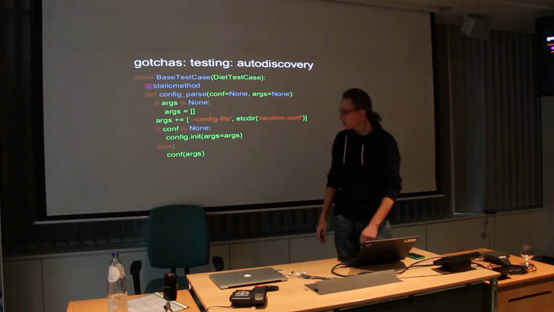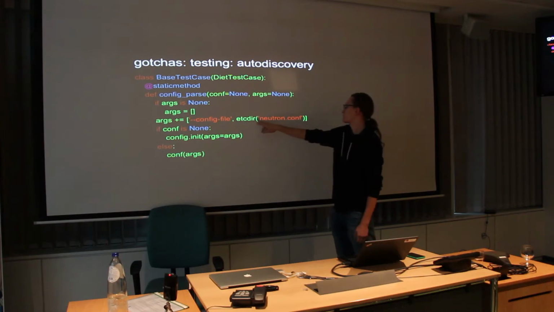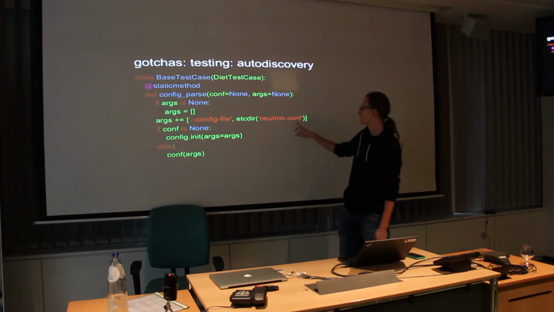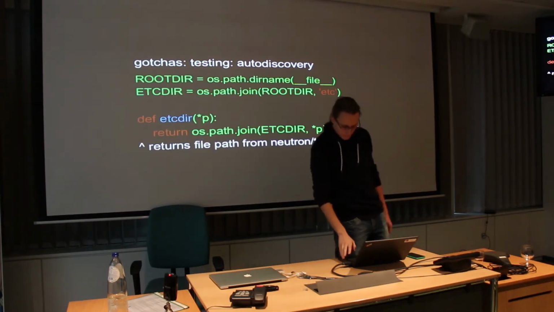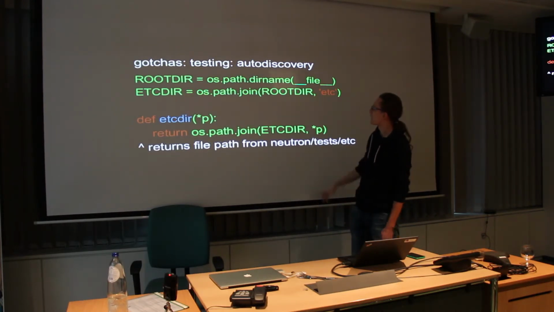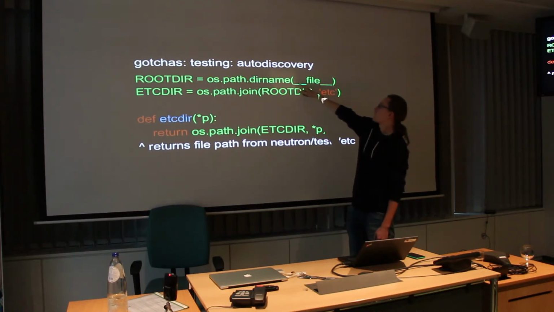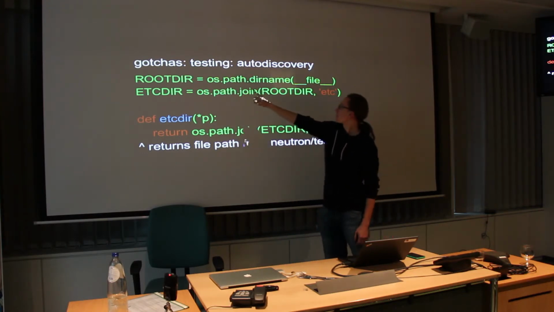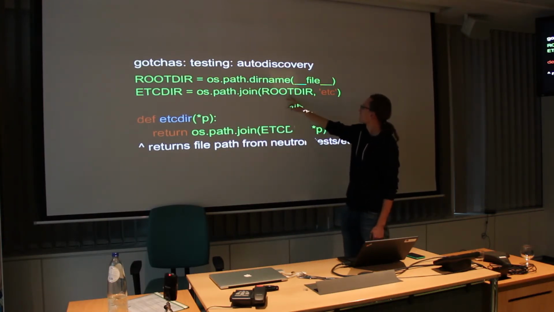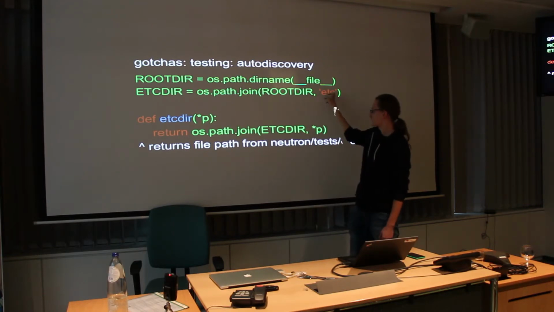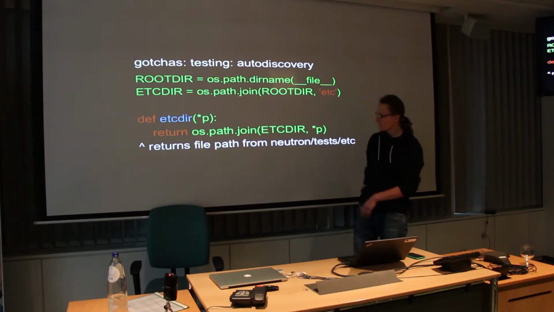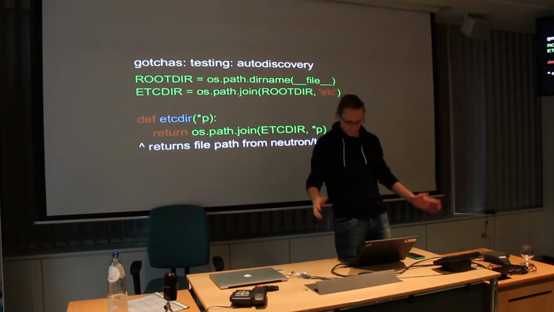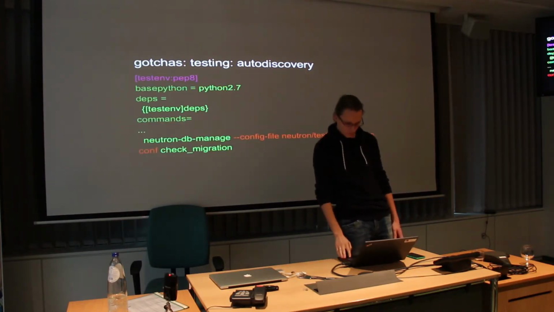By the way, here you see that we pass some result of this function, and here's the implementation of this function. The file is under Neutron tests. So this is the root dir, and here you will get Neutron test etc, and we just return the neutron.conf file from there. And this file does not contain anything interesting. It's just so that we are able to disable the mechanism.